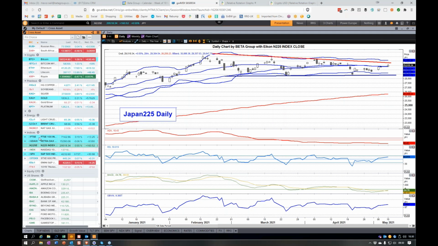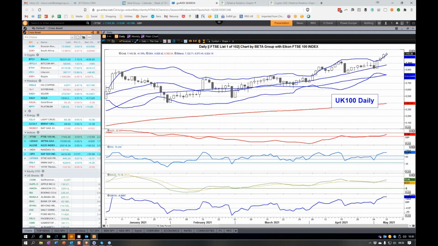The FTSE, UK 100, making a new all-time high. Why? Because a lot of commodities in this one, isn't there? And it's very light on technology as an index structure. There's only, I think, one big tech stock in it, and it's made up of a lot of banks and mines, and banks and commodities are what are doing well at the moment. So it's a good place to be if you're an international asset allocator, because you've got an index which is heavily weighted in that, and a currency which is not too strong. So it's moving up, higher lows in place.